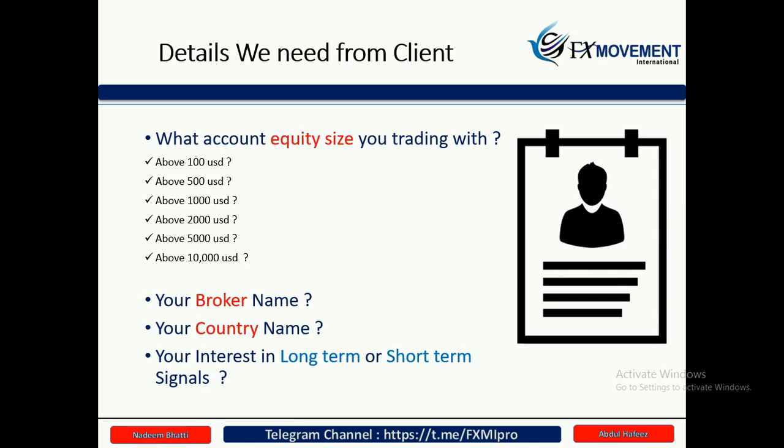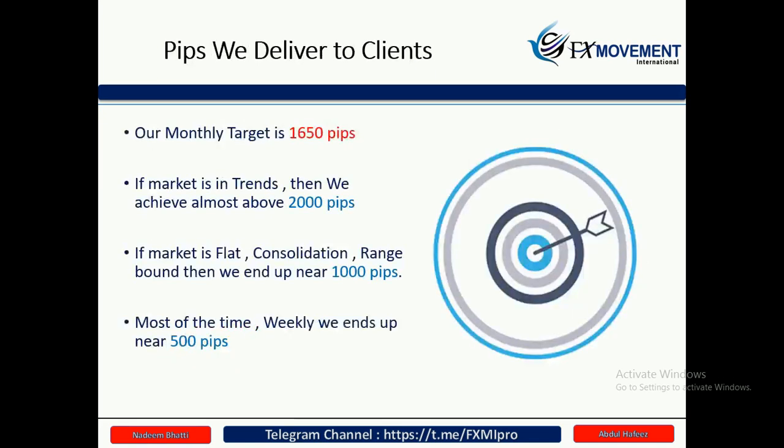Third is the country name. And why is that? Because we want to know the timing at which we try to give you the signals. Fourth is what type of signals you are interested in. Are you looking for the long-term signals, or are you looking for the short-term signals? So you have to tell us these four pieces of information first of all, and let's go further.